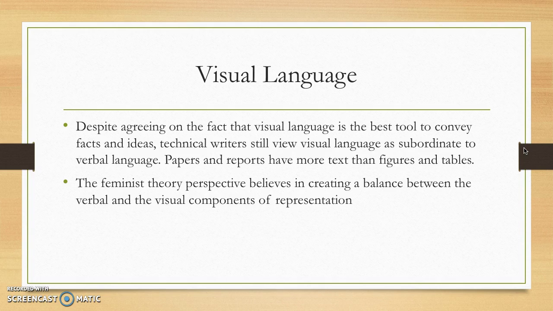Visual language is a major component of feminist theory of design. Technical writers agree on the fact that visual language is a better tool than other forms of language when presenting data. But the problem is they still don't use more visual language than they do other forms. So when we see papers and reports in science and technology, there's a lot more text than there are figures and tables and other visuals. So the feminist theory of design believes that there should be a balance between the visual and the other components of language.